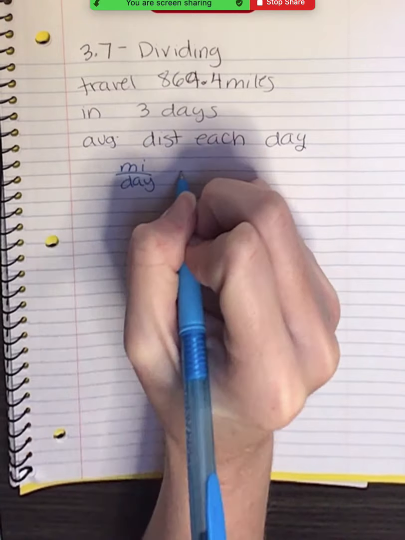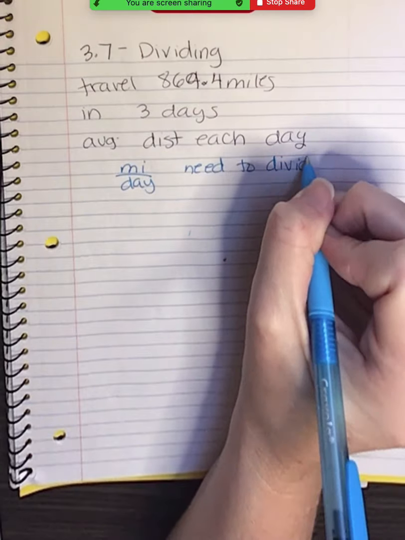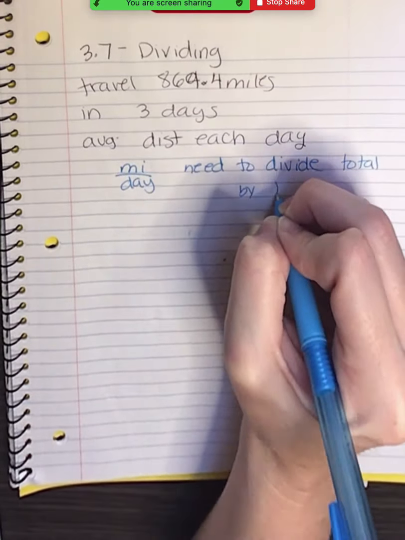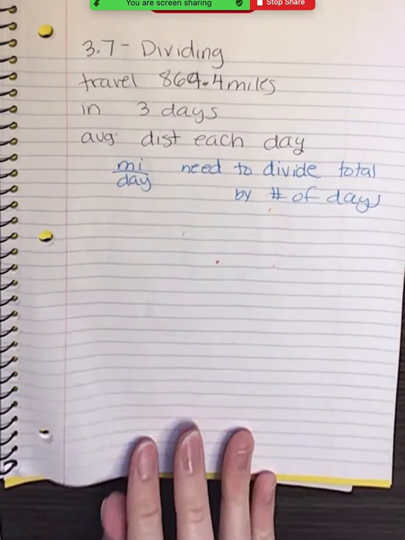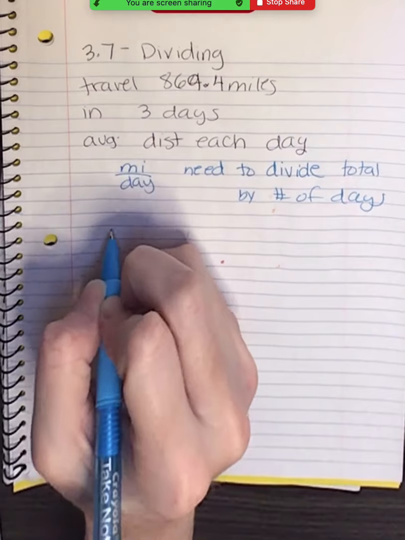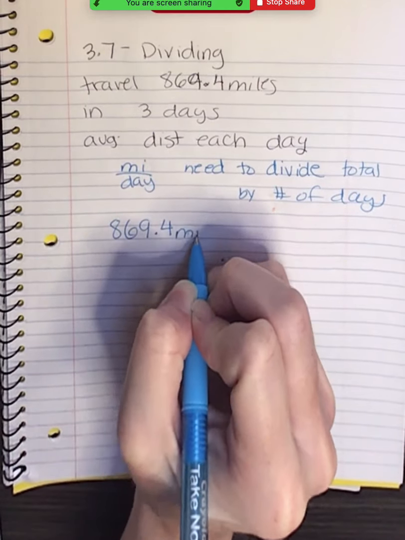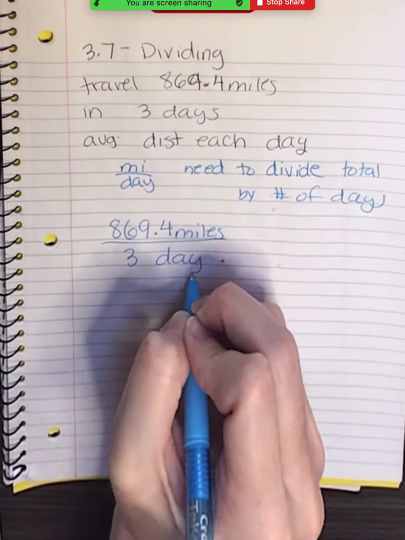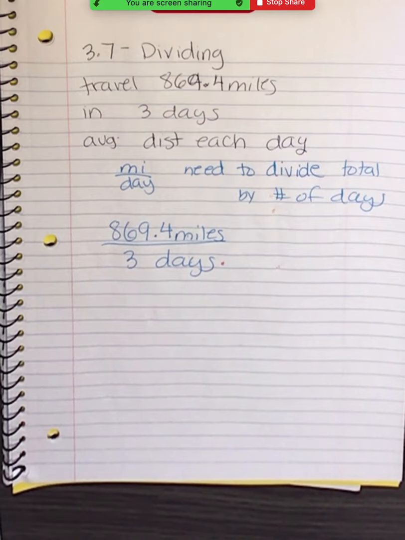So you need to divide the total by the number of days you traveled. Okay, so we would do 869.4 miles divided by 3 days. Okay, so division with decimals is pretty straightforward.